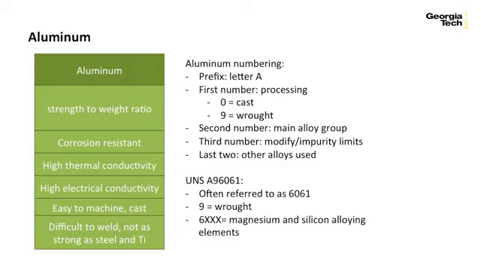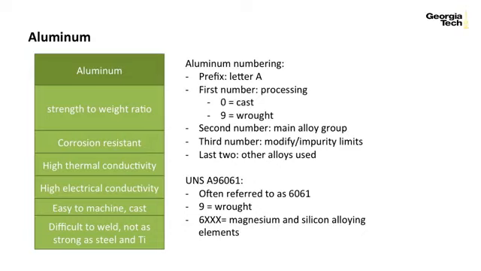All right, let's take a look at the aluminum designations. So for aluminum numbering, there's a prefix, the letter A, and that indicates that it's an aluminum metal. The first number indicates the processing it's gone through. 0 is cast and 9 is wrought. The second number is the main alloying group.